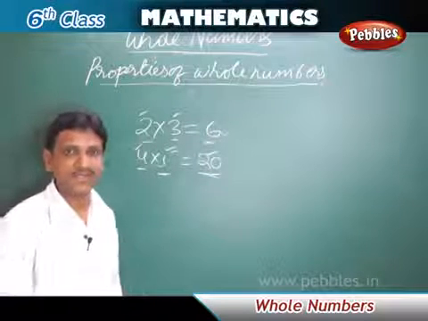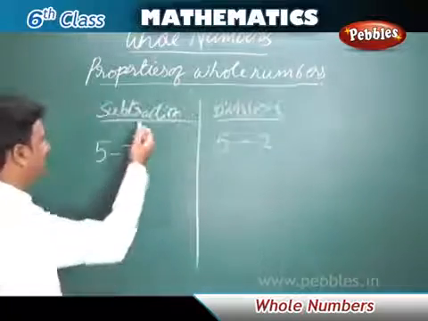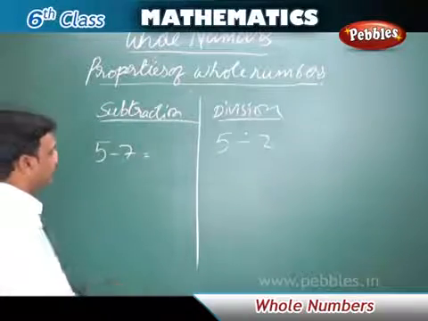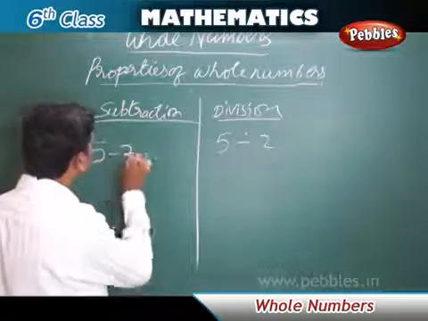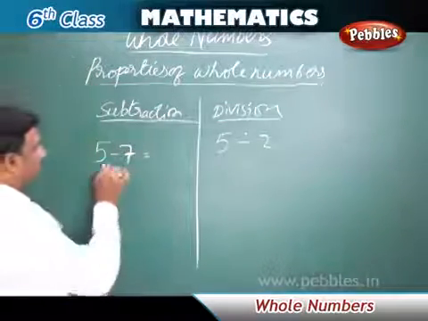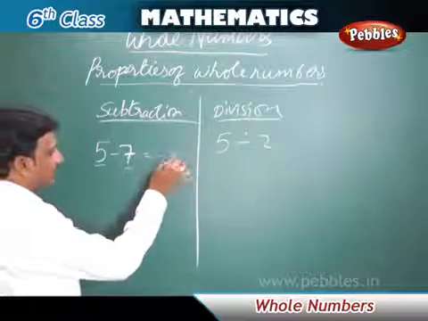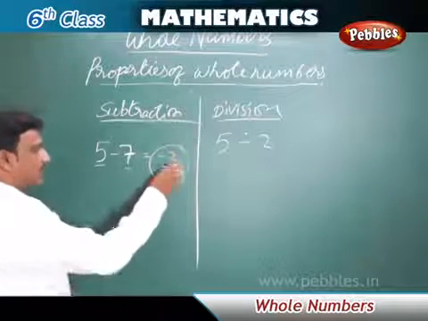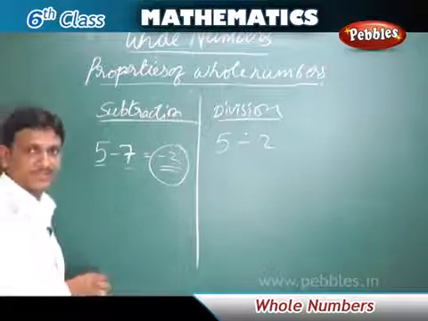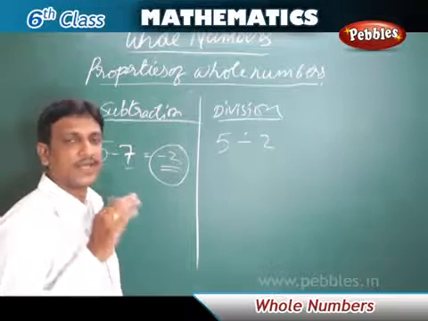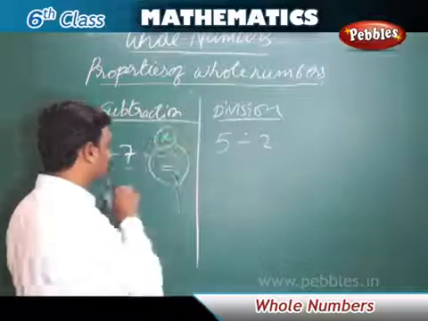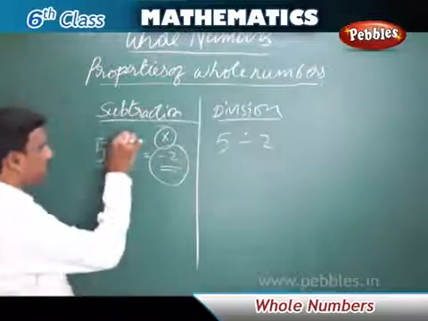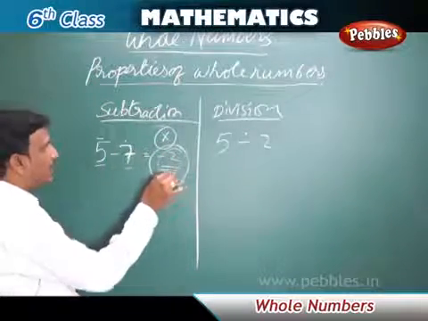Let us verify. Let us see here a subtraction. 5 minus 7. So from 5, if you remove 7, you will get minus 2. So these minus numbers are not whole numbers. Whole numbers are the collection of natural numbers and 0. So this is not a whole number. So a whole number minus a whole number may not become a whole number.